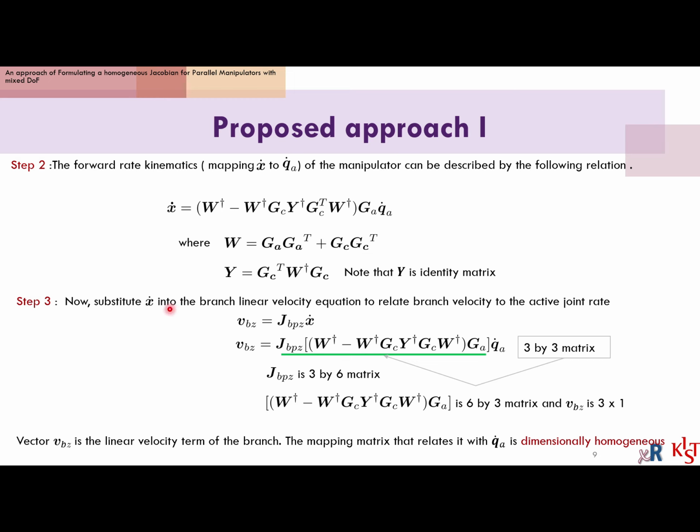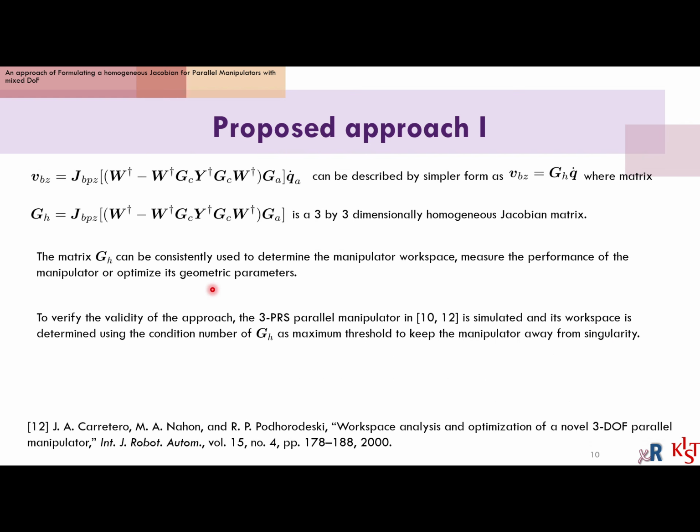Finally, we substitute x dot into the branch velocity to map the independent velocity of the selected point on the moving plate to the actuated joint velocity. This mapping matrix has a dimension of 3 by 3 and is dimensionally homogeneous, which can be used for analyzing the workspace, measuring the manipulator's performance, or optimization.